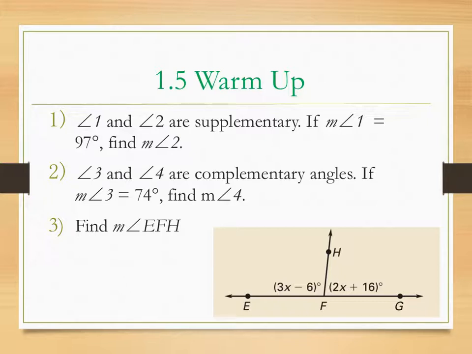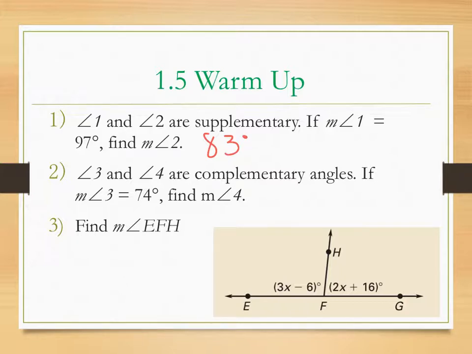So number 1 says 1 and 2 are supplementary. If 1 is 97, find 2. What does supplementary mean? 180. So if I subtract 97 from 180, you get what? 83 degrees.